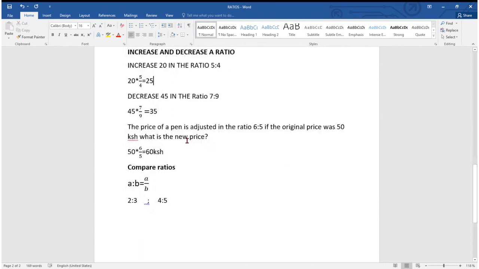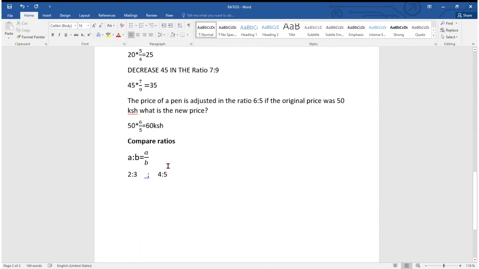So the price of a pen is adjusted in the ratio 6 is to 5. You can see 6 over 5 is more than 1, so the price is increasing. If the original price was 50, the new price, increased in the ratio 6 to 5, is 60.